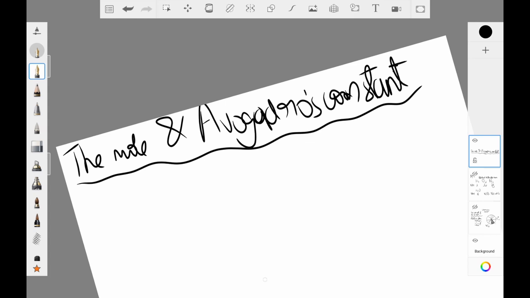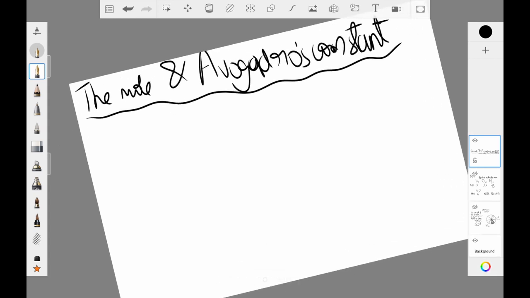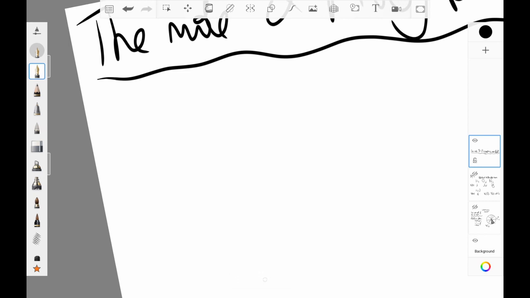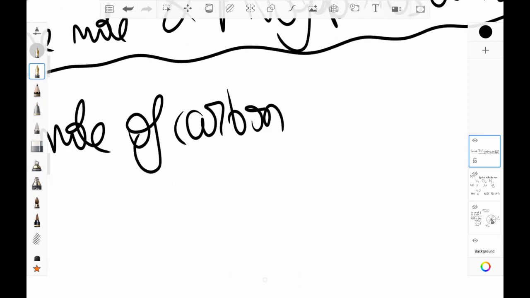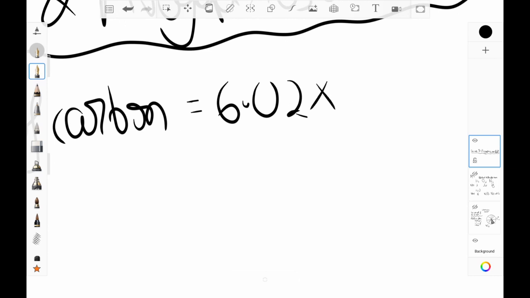So anyway, a mole is any quantity of a substance that contains 6.02 times 10 to the power 23 elementary particles. What that means is that 1 mole of, let's say, carbon, right? 1 mole of carbon contains 6.02 times 10 to the power 23 atoms.